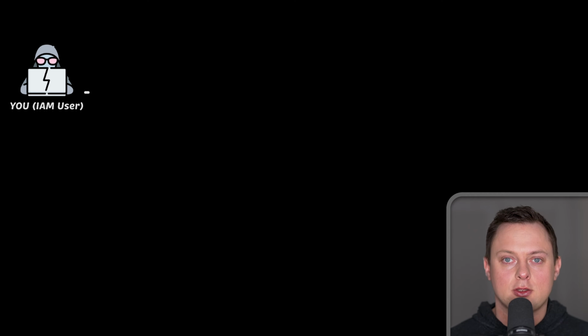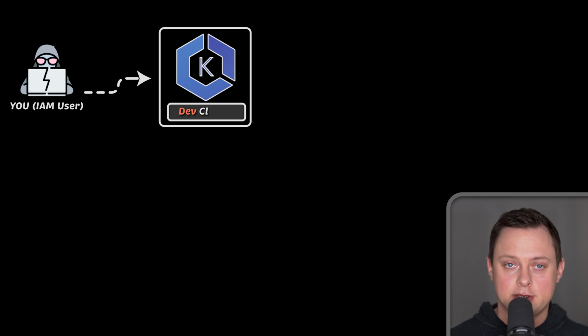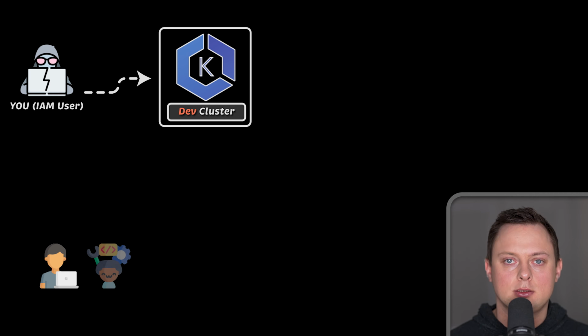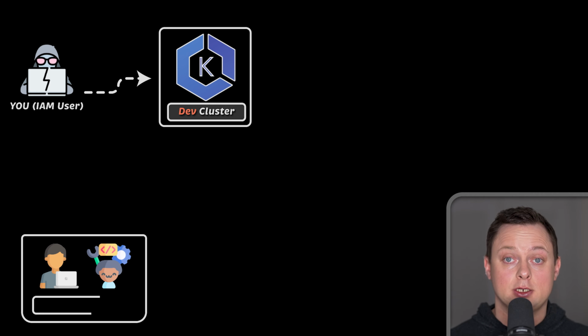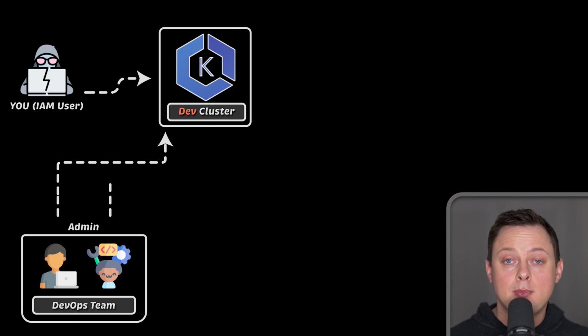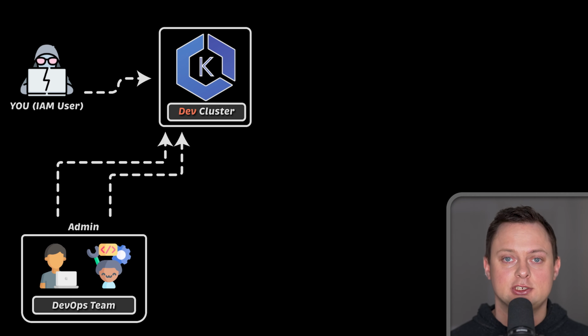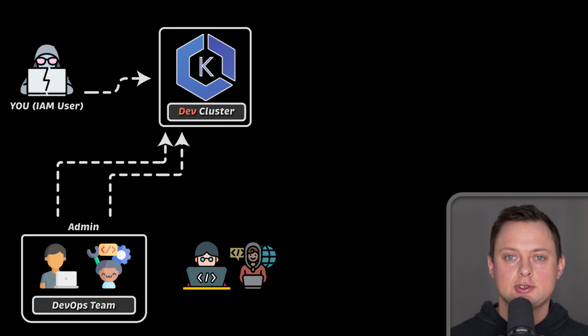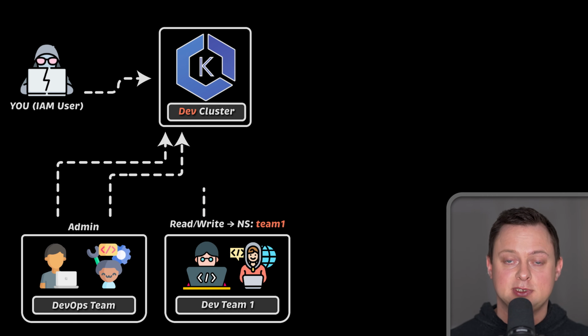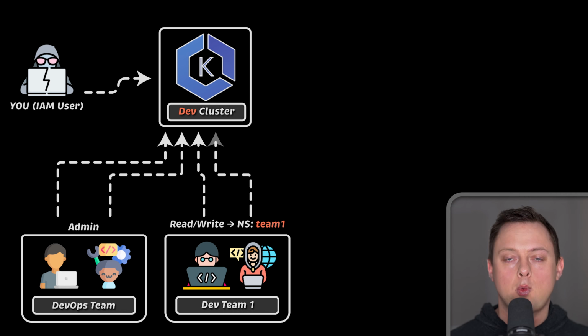This is the third part of Amazon EKS tutorial. Let's say you have created a development EKS Kubernetes cluster. If you used IAM user to create the EKS, only you have access to that cluster. It's very likely that you have other team members who would like to do something with that cluster. You may have other DevOps team members that would need admin privileges to maintain the cluster. You may also have, let's say, development team 1 that needs access to a specific namespace, like team 1 namespace.